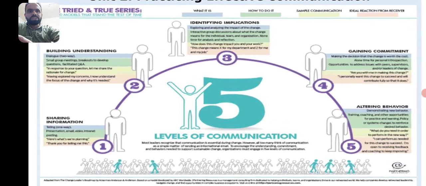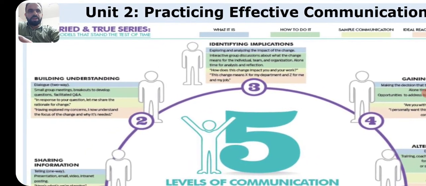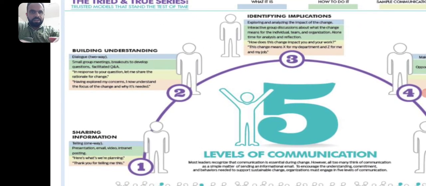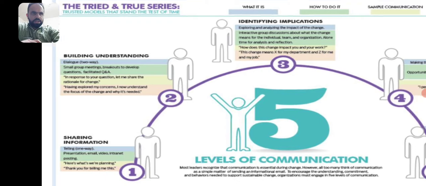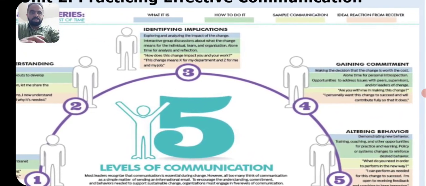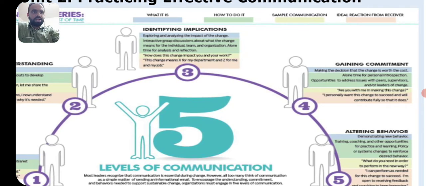So if you closely see this, practicing effective communication. See, there are certain areas like what we want to tell and how we should tell that, and some sample communication is given, and what is the ideal reaction from the receiver. So the light blue shade in this diagram is what it is. Light green is how to do it. Yellowish is sample communication, and kind of a pink or peach color is an ideal reaction from the receiver.